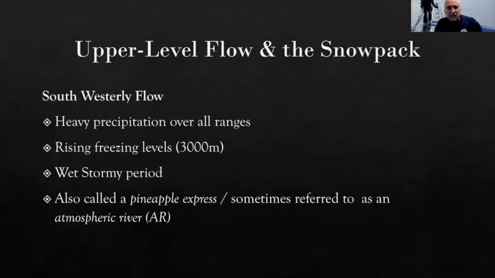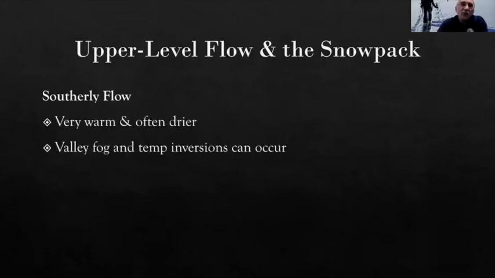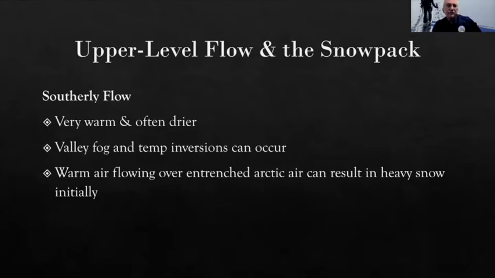And these days, instead of calling it a Pineapple Express, when there's a ton of moisture in the atmosphere and it's coming at us from the southwest, they'll often refer to it as an atmospheric river as well. Why? Because there's just a schwack of moisture in the upper atmosphere. All right. So now how about a pure southerly flow? We don't get that all that often. Tends to be warmer and drier. We tend to get valley fog. Temperature inversions can occur. In other words, it's warmer on the summits than it is down in the valleys. And initially, we can get the warm air kind of overriding Arctic air that's trapped in the valley, and it can result in some pretty heavy snowfalls initially.